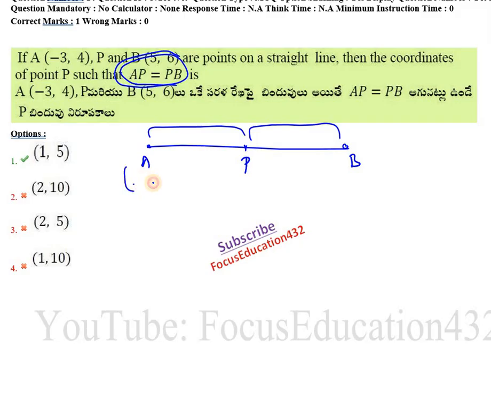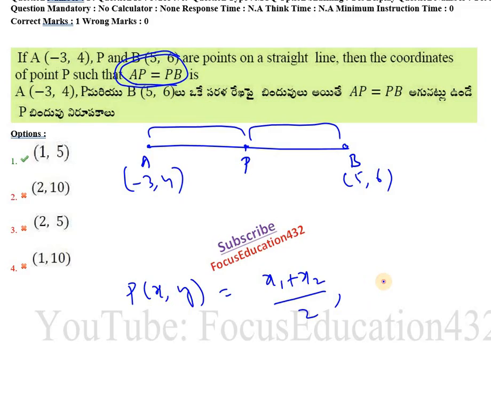What is the value of A? It is given as minus 3, 4. What is the value of B? It is given as 5, 6. So P means we have to find the midpoint, using the midpoint formula. So we have to remember what the midpoint formula is. We know it is (x1 plus x2) by 2, (y1 plus y2) by 2. This is x1, this is y1, this is x2, this is y2.